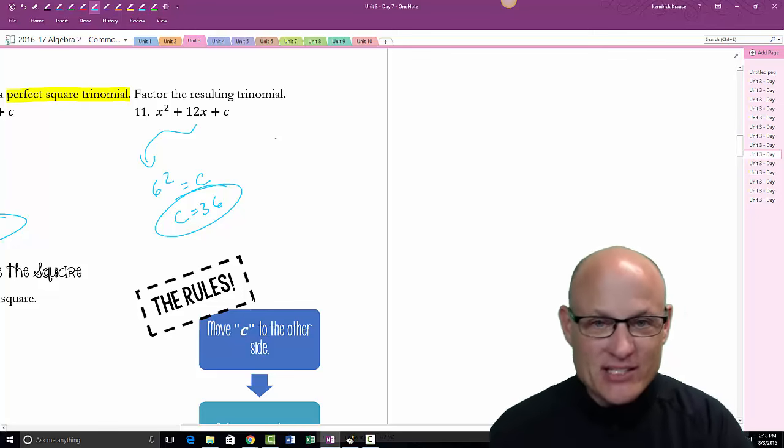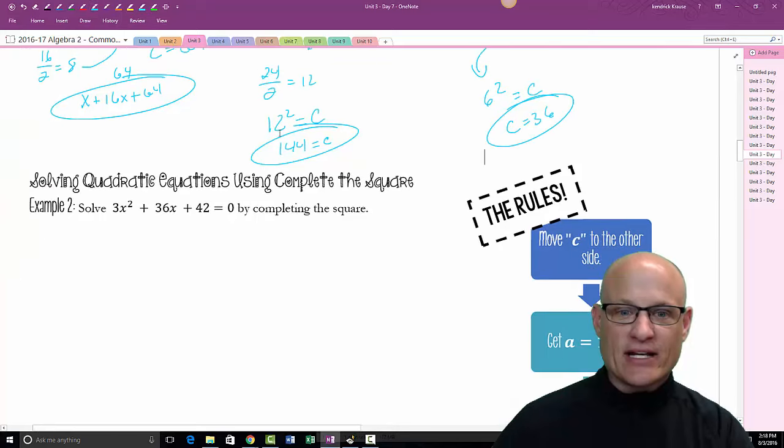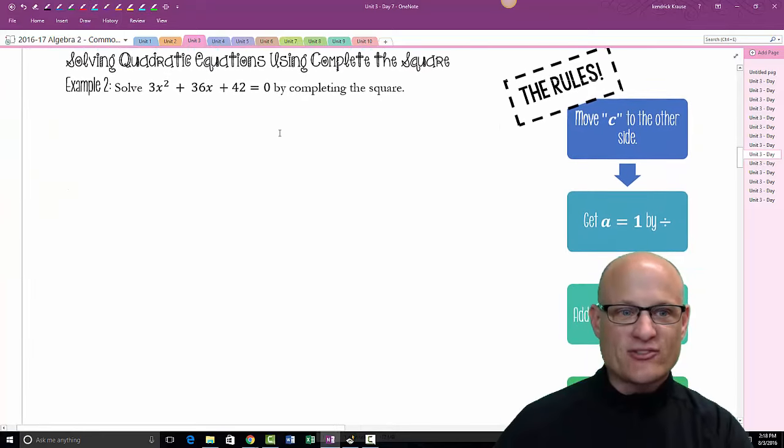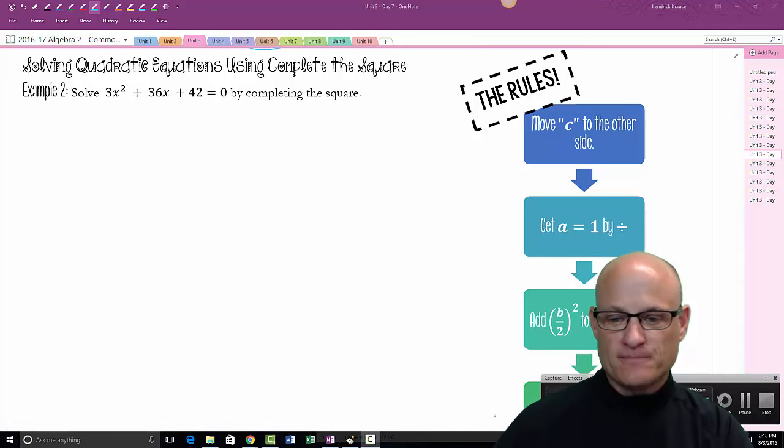That's the simple way to create a perfect square trinomial, and that is our goal, and that's what we're going to do. So let's talk about the rules for solving equations by completing the square.